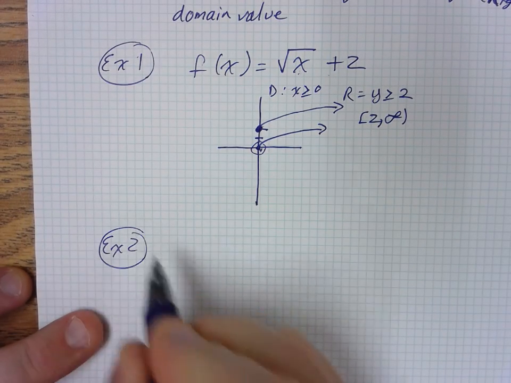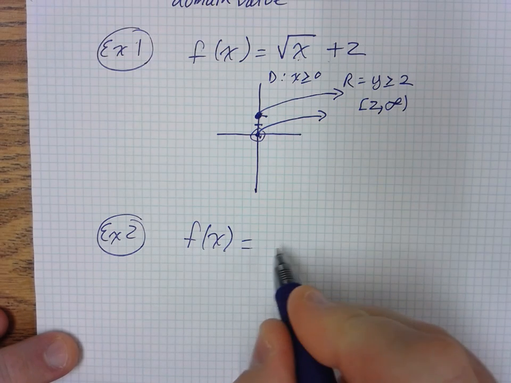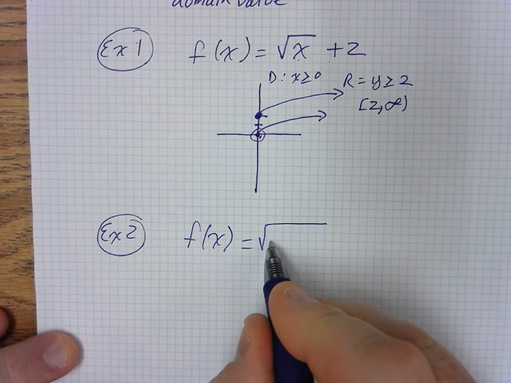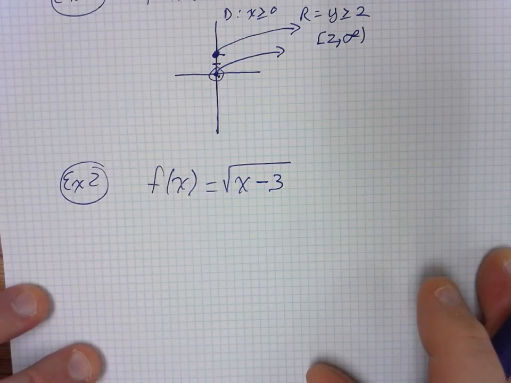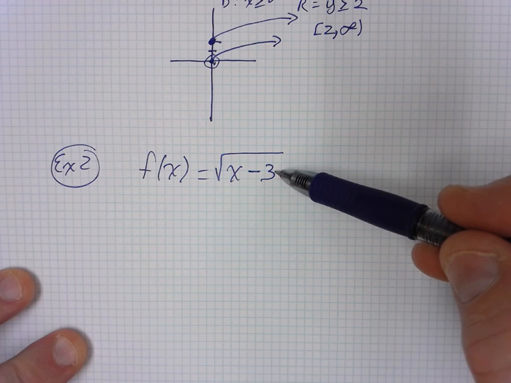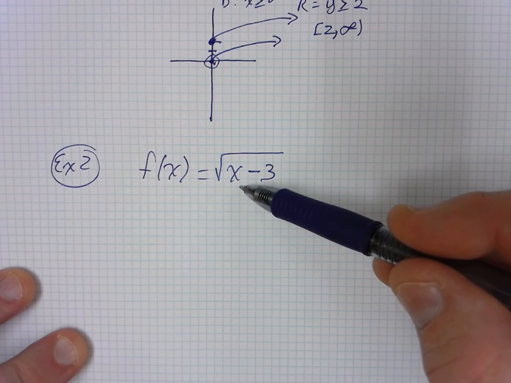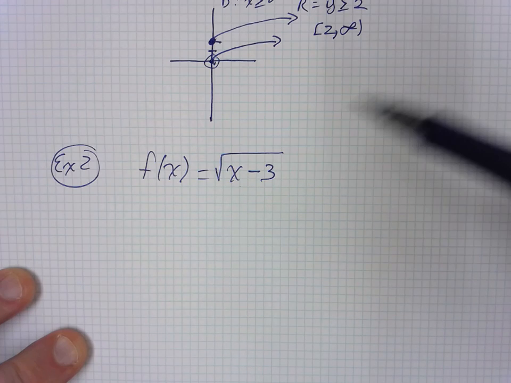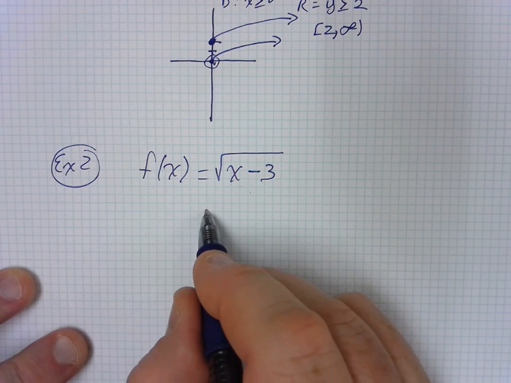Example 2. Let's suppose we have f of x is equal to the square root of x minus 3. Now you'll see that the minus 3 is actually part of the radical, or underneath the radical. So this is inside affecting x directly, which is horizontal effects. So this graph has been shifted horizontally, left or right.